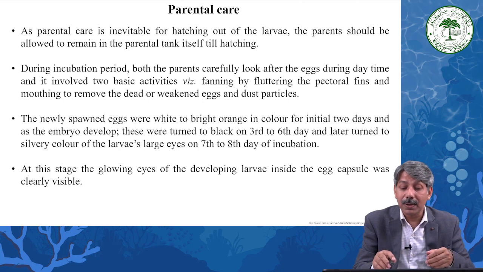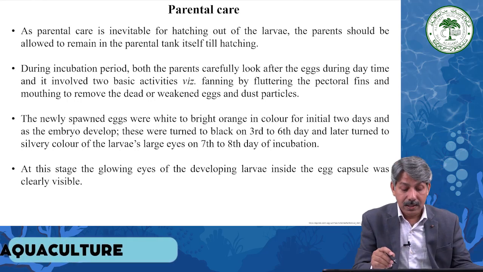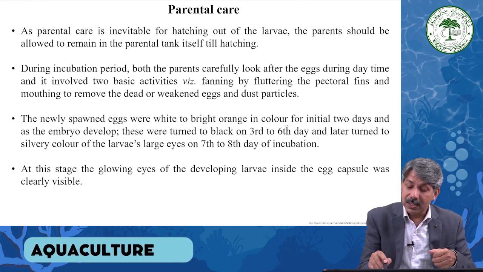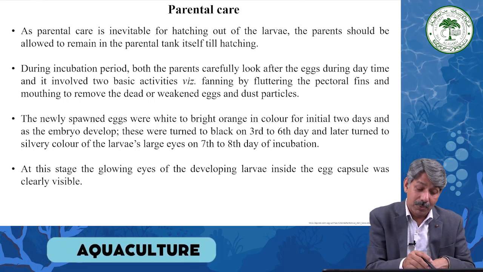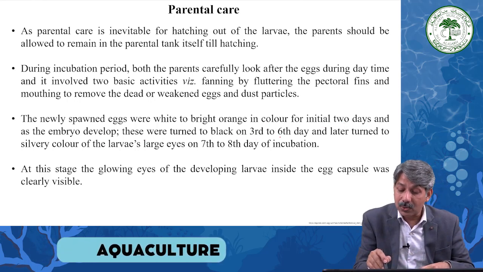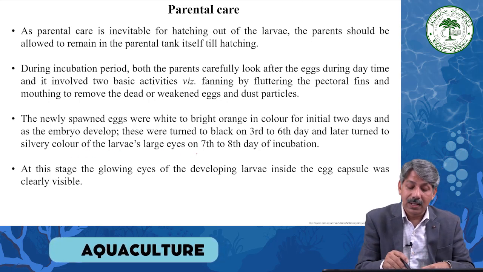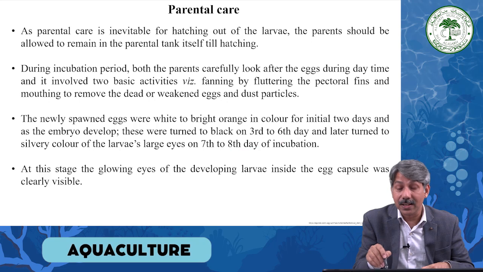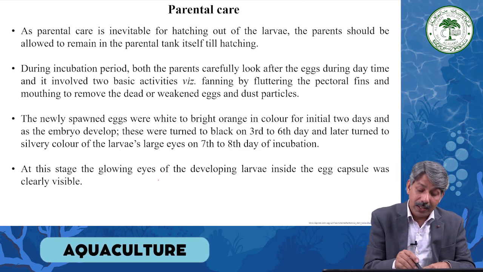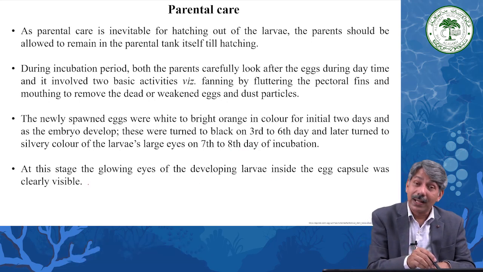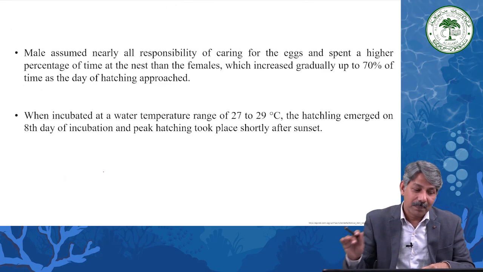During incubation period, both the parents carefully look after the eggs during daytime, and it involves 2 basic activities: fanning by fluttering the pectoral fins and mouthing to remove the dead or weakened eggs and dust particles. The newly spawned eggs were white to bright orange in color for the initial 2 days, and the embryo developed. These turned black on the third to 6th day, and later turned silvery color from the larvae's large eyes on 7th to 8th day of incubation. At this stage, the glowing eyes of the developing larvae inside the egg capsule can very easily be seen.